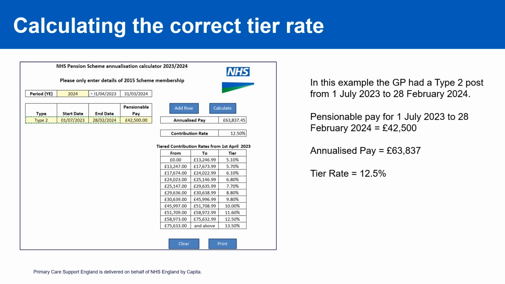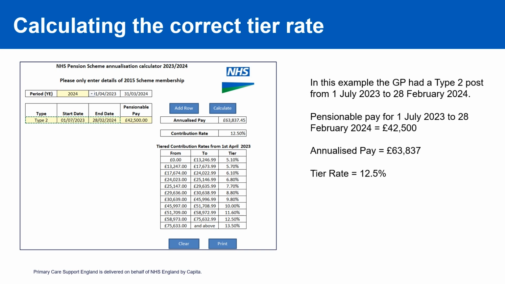So we've just got a couple of examples here of when the calculator has been utilised. In this example, the GP had a type 2 post from the 1st of July 2023 to the 28th of February 24. The pensionable pay for that period was 42,500. So we select type 2.